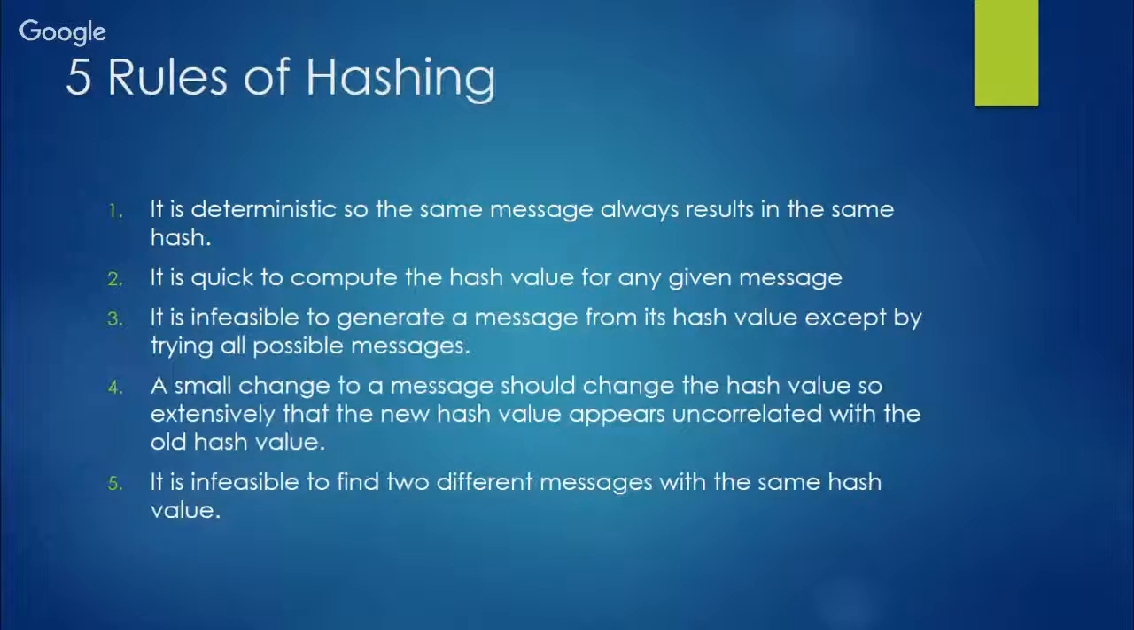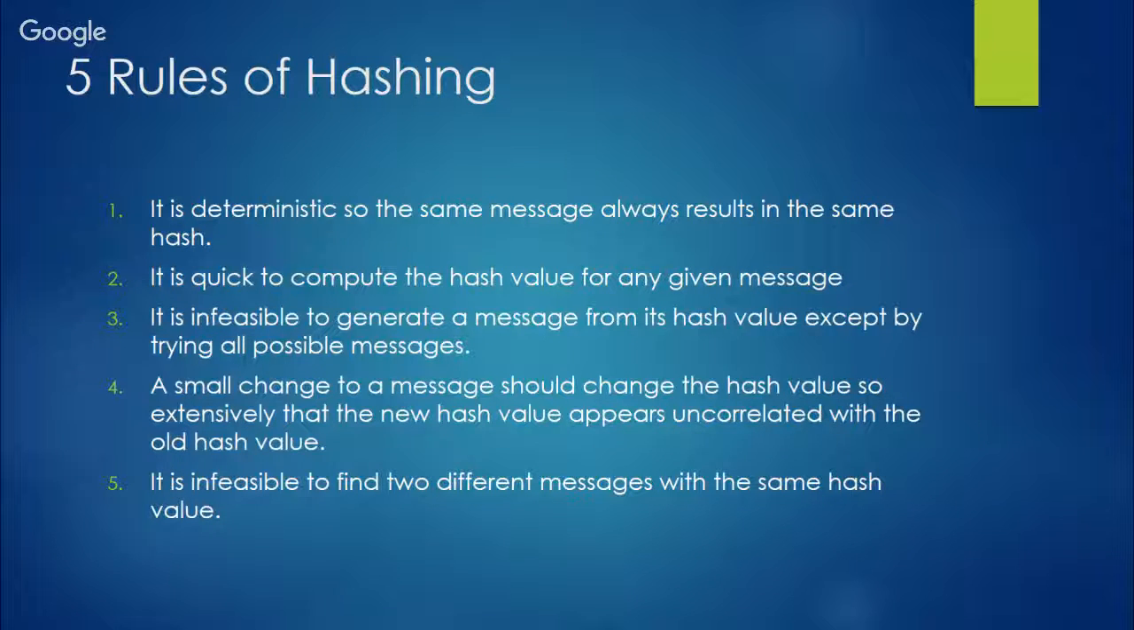So first off, there are 5 main rules to hashing. I'll go ahead and read these real quick. The first rule is it is deterministic, so that the same message always results in the same hash. Like I said earlier, if you hash the word cat, it will turn into the same hash every single time you try and hash that word.